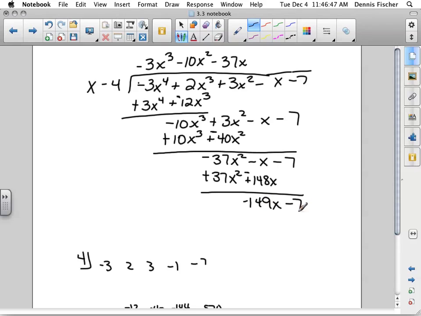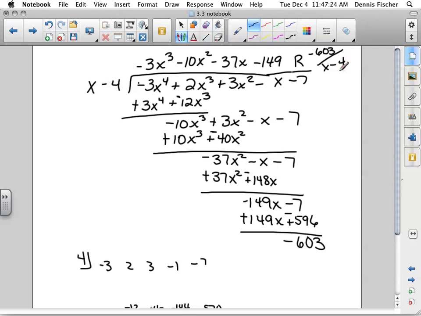Check it. Then what times x will give me a negative 149? Negative 149. So we got negative 149x times negative 4 is plus, and I have no clue what the number is. 596. Change the signs, and I get a negative 603. So my remainder is negative 603 over x minus 4.